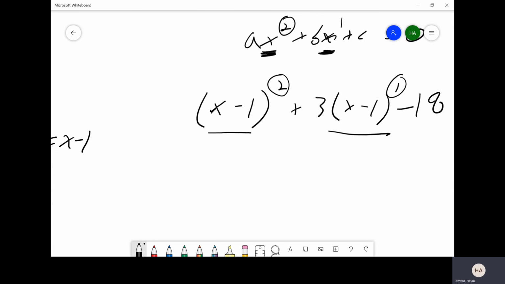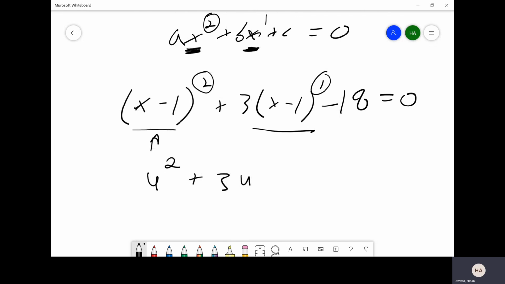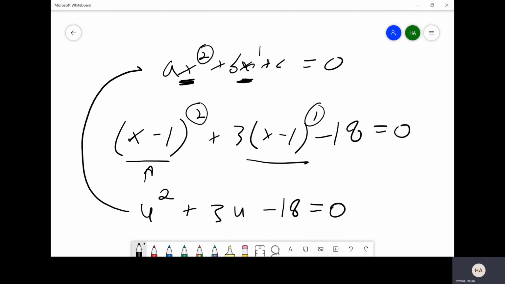So we have an x minus 1 here, so wherever we have an x minus 1, we're going to plug in a u. So we have u squared plus 3 times, well, x minus 1 to the first power is just u to the first power, and I'm not going to write that power, minus 18 is equal to 0. And you say to yourself, oh wait, this definitely looks like a quadratic. We compare this to this piece here. Sure, it's a different variable.